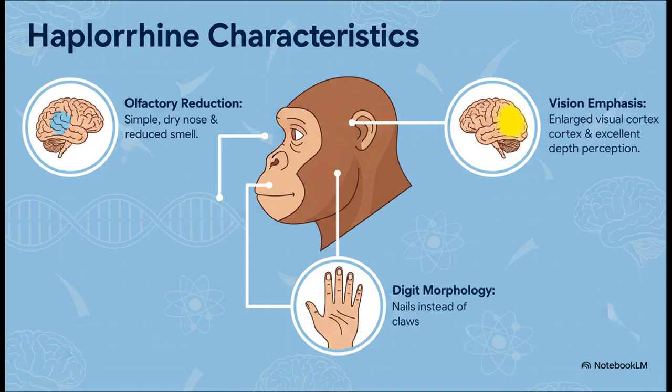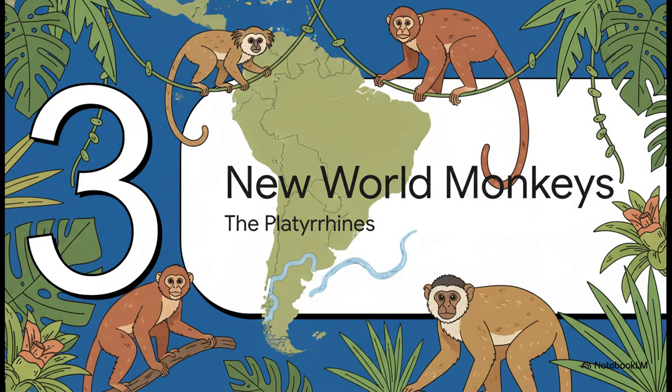And last but not least, look at our digits. We have nails instead of claws. That's a classic example of what scientists call an apomorphy, or a derived trait. All right, we've defined what a haplorhine is. Now let's look at how that group splits up.